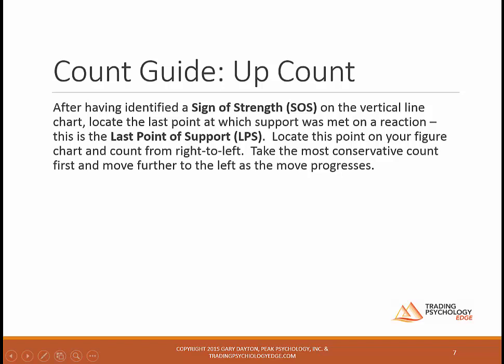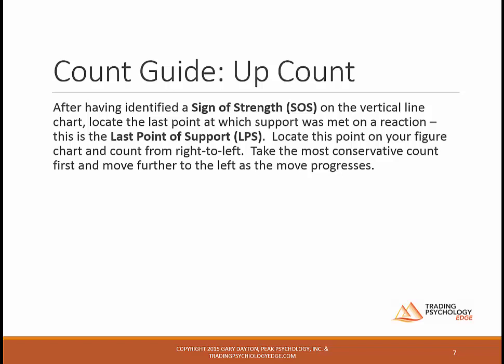Okay, so the count guide, an up count. After having identified a sign of strength on the vertical line chart, locate the last point at which support was met on a reaction. This is known as the last point of support. Locate this point on your figure chart and count from left to right. So you see, Evans tells you exactly where and when to make the count. And then he always says, and I try to emphasize this in session 1, take the most conservative count first and move further to the left as the move progresses, and as the move allows you to do that.